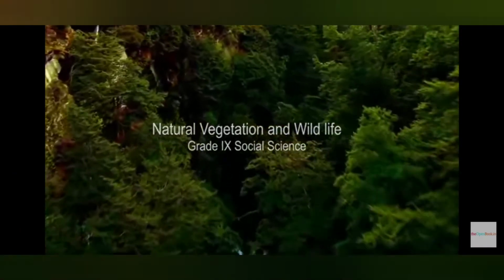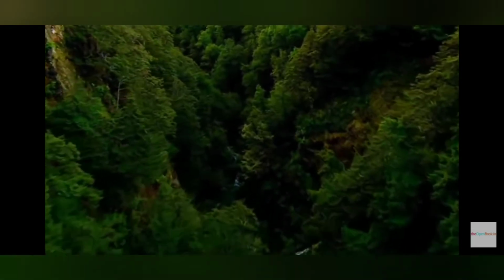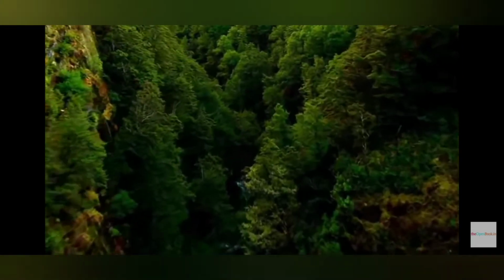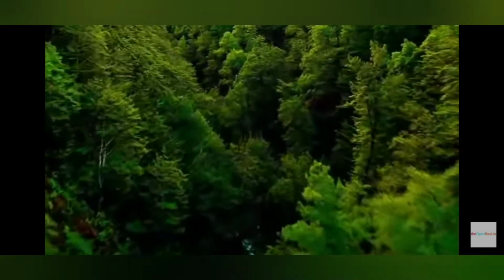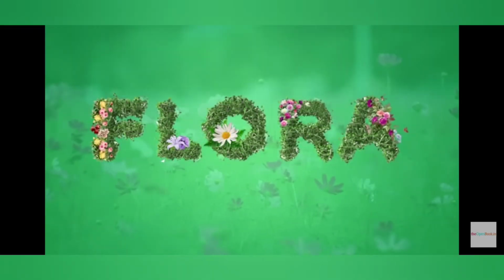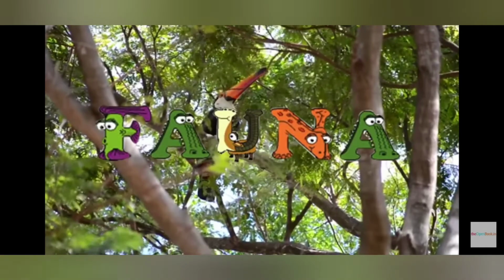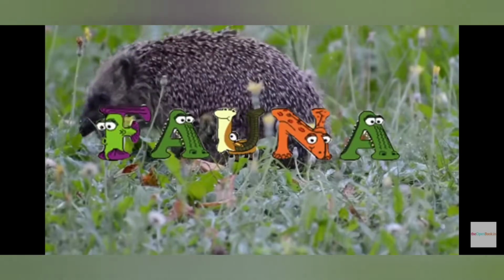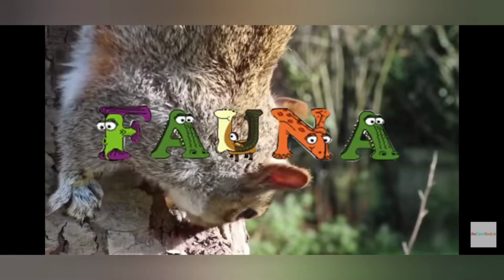Natural vegetation refers to a plant community which grows naturally without human aid and has been undisturbed by humans for a long time. This is also called virgin vegetation. Two key terms used to refer to natural vegetation and wildlife are flora and fauna. The term flora is used to denote plants of a particular region or period. The species of animals found in a particular region or period are referred to as fauna.